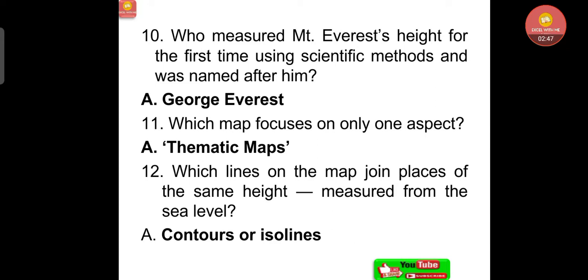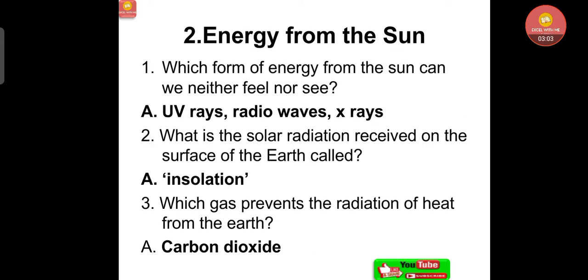Which map focuses on only one aspect? That is thematic maps. Next question, which lines on the map join places of the same height measured from the sea level? They are contours or isolines. Next chapter, energy from the sun.